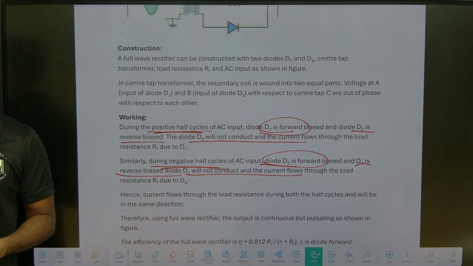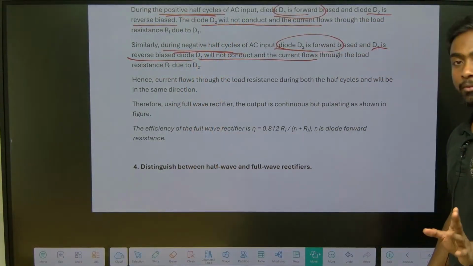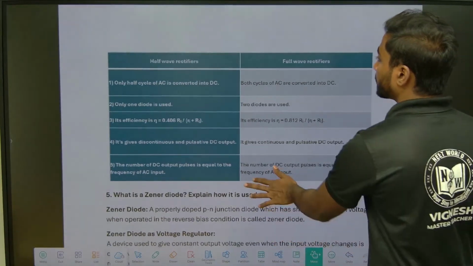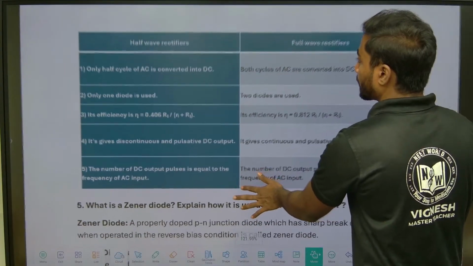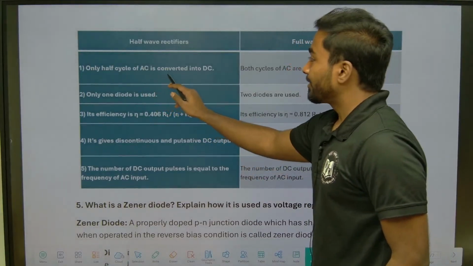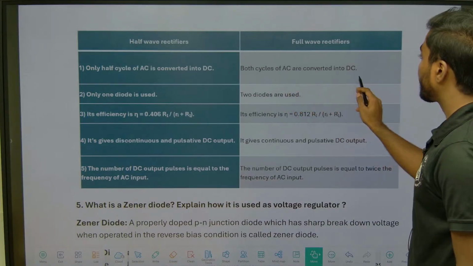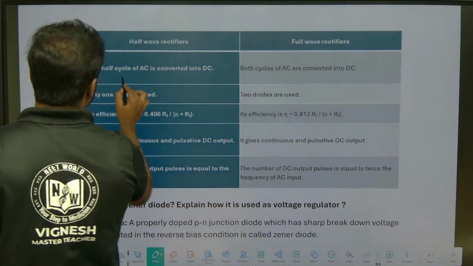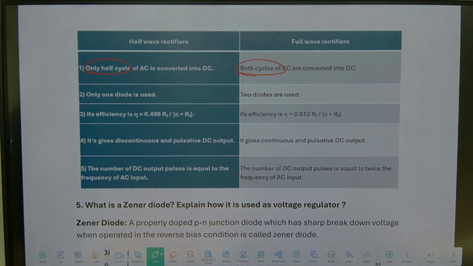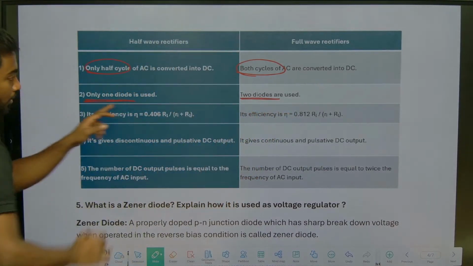Done? Okay. So the next question is distinguish between half wave and full wave rectifier, right? In a half wave rectifier, only half cycle of AC is converted into DC, whereas in a full wave rectifier both cycles of AC are converted into DC, right? Here only half cycle, here both cycles, got it? Only one diode is used, here two diodes are used.